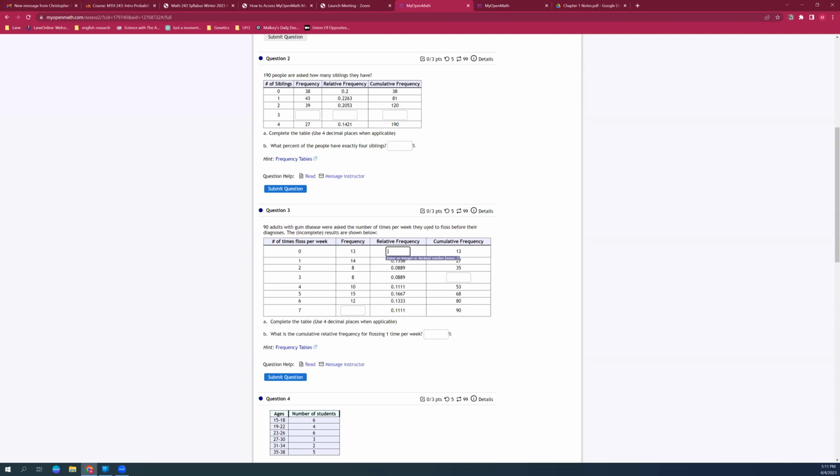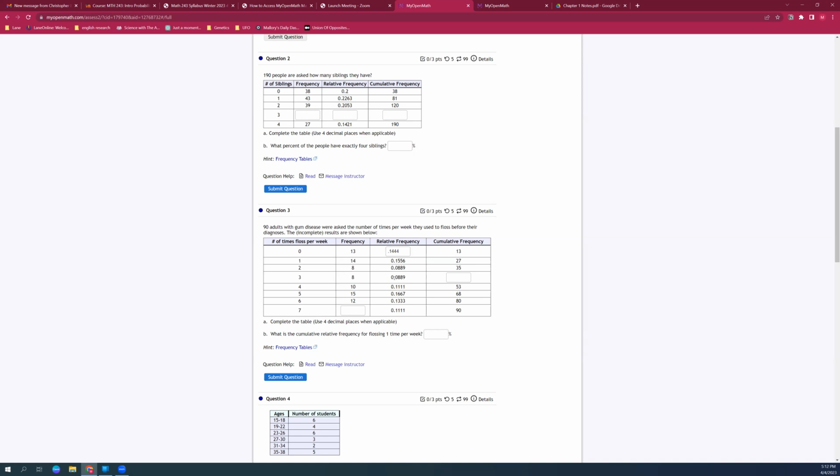So relative, whenever you hear the word relative, it's a percent. So it says 90 adults, so you're actually gonna do 13 divided by 90 on your calculator. And then enter that in. So 0.14 repeated. So yeah, just put 0.1444. Like that? Yeah.